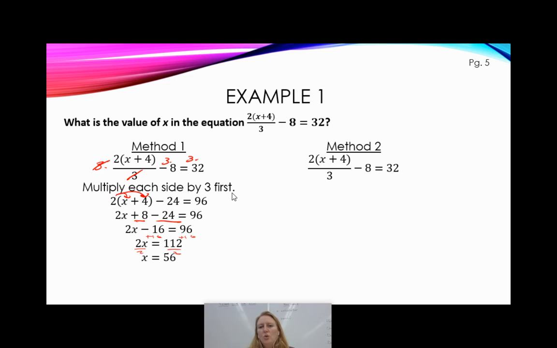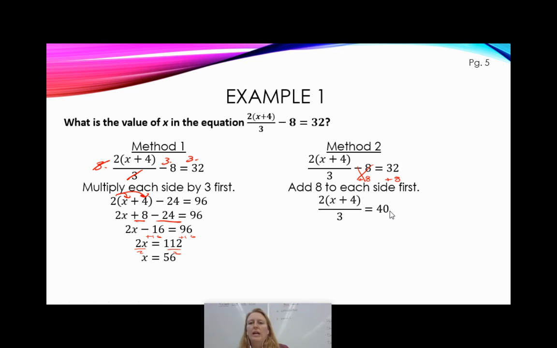For method 2, what I did is I got rid of the -8 first. I went ahead and I added 8 to each side first. I felt like it was kind of dangling, kind of hanging out there. So I added 8 to each side just to make that go away. And just kind of simplified things a bit. So I still have 2 times the quantity x plus 4 all over 3, but now I have 32 plus 8. Now it's equal to 40.